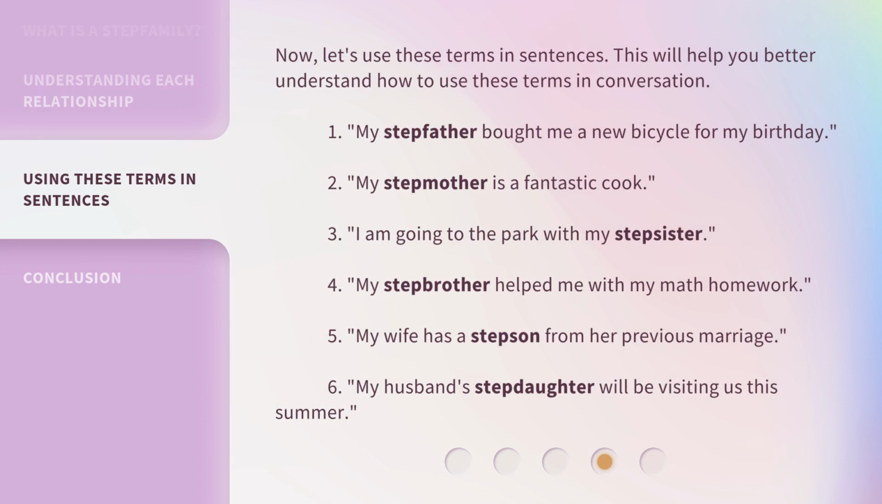Now, let's use these terms in sentences. This will help you better understand how to use these terms in conversation. 1. My stepfather bought me a new bicycle for my birthday. 2. My stepmother is a fantastic cook. 3. I am going to the park with my stepsister. 4. My stepbrother helped me with my math homework.